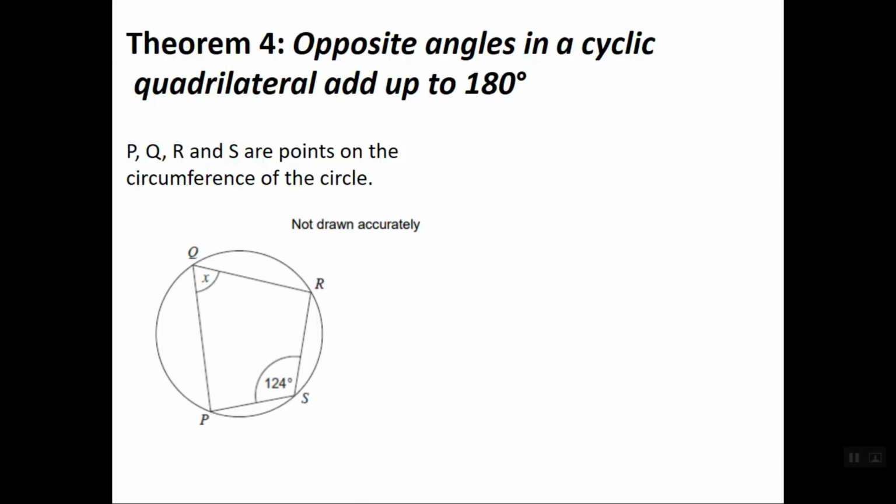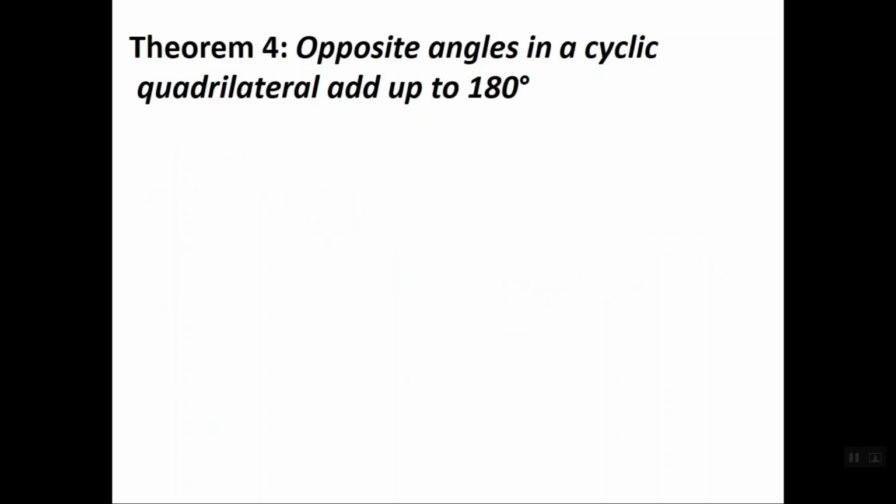Again, we have this question: P, Q, R, and S are points on the circumference of a circle. It's not drawn to scale. We're asked to work out the size of angle X, which therefore means, we just said it earlier, opposite angles in a cyclic quadrilateral sum to 180 degrees. So this angle, which is 124 degrees, plus X, must give me 180 degrees. So what I need to do is 180 degrees take away 124 degrees. So my X is 56 degrees. So that missing angle X is 56 degrees.